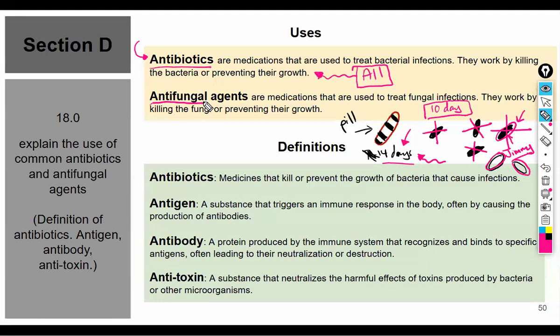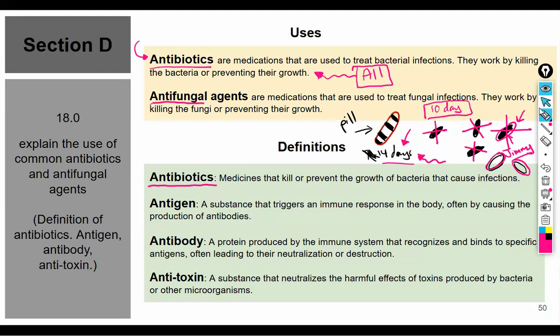How many of y'all have used antifungal on your foot? Sometimes when you wear shoes and it gets sweaty, and you wear it the whole day, and then a week passes and your foot starts to itch, like real itch. That is because your foot is developing a fungus. And to get rid of it, you need to apply antifungal cream. Right. So we know what an antibiotic is.